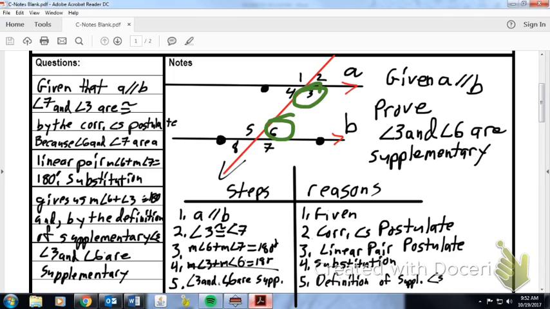Now for those of you who prefer paragraph proofs, that's on the left-hand side. So take a break, write all this down, make sure you have it in your notes.